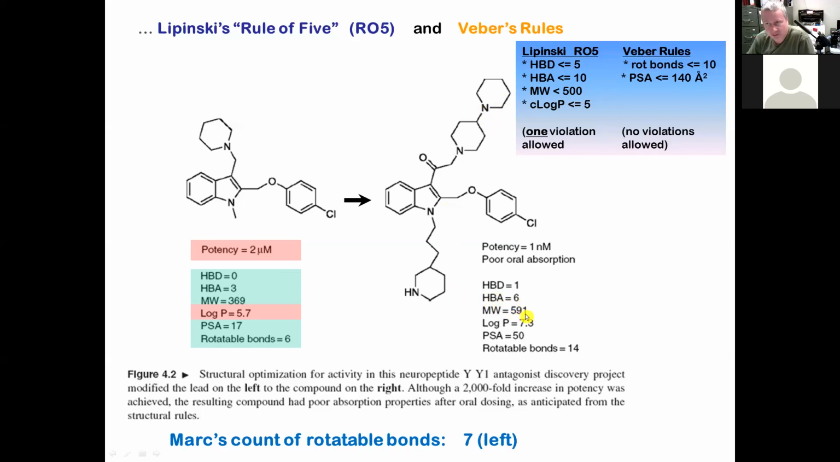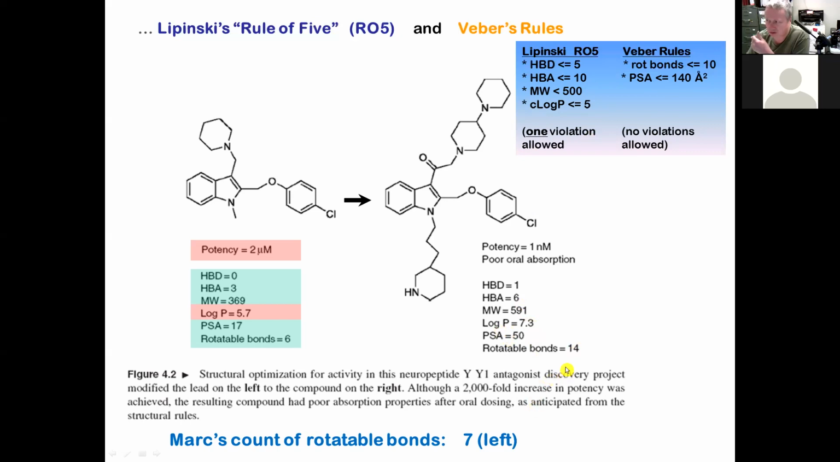Molecular weight is now not in compliance. It's 591. Okay, so that's a violation. Log P is now 7.3, so that's in violation too. Polar surface area is 50, so that is in compliance, but the rotatable bond count they're saying is 14 now, which is not in compliance. So this kind of fails the Lipinski test and the Weber test.